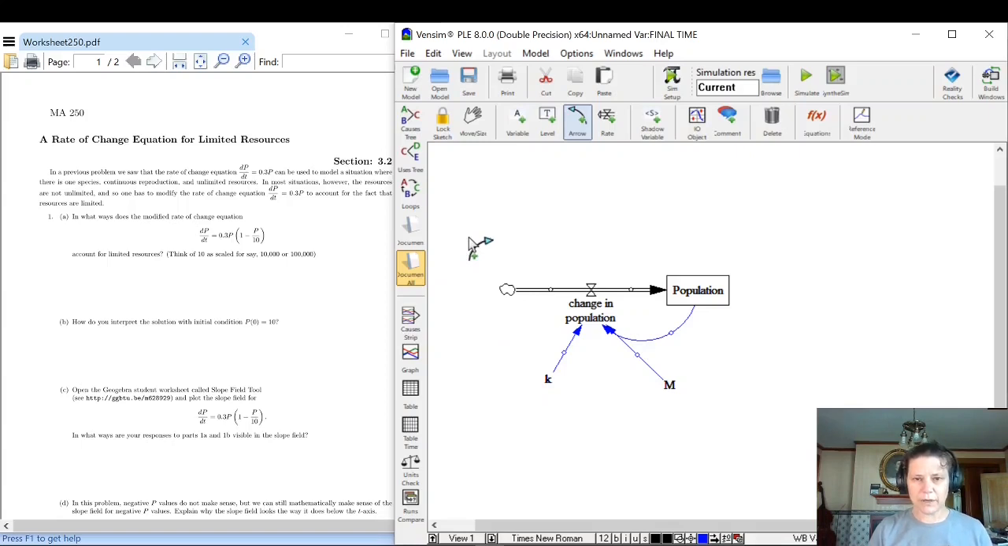So this is where you want to pause the video and make sure that your VenSim looks like this. Now, your VenSim should look like this, and we're going to continue on. We need to put in our equations. So notice that everything is highlighted in black. That means I haven't put any data in.